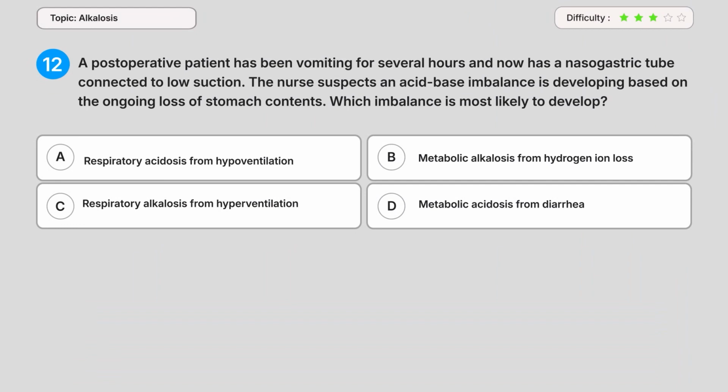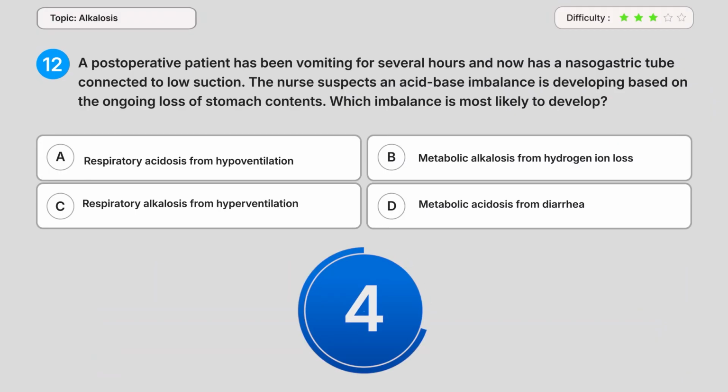A. Respiratory acidosis from hypoventilation. B. Metabolic alkalosis from hydrogen ion loss. C. Respiratory alkalosis from hyperventilation. D. Metabolic acidosis from diarrhea. What do you think is the answer?